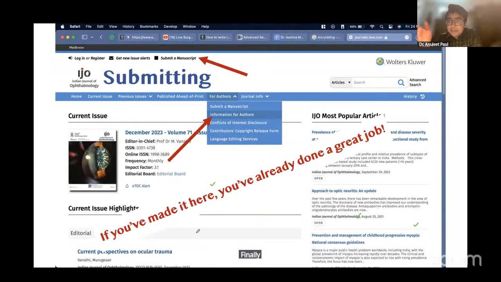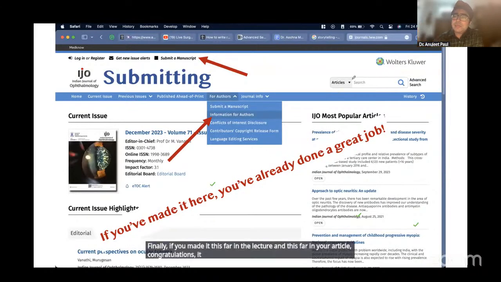Finally, if you made it this far in the lecture and this far in your article, congratulations. It's not easy to sit through a research lecture for 40 minutes.